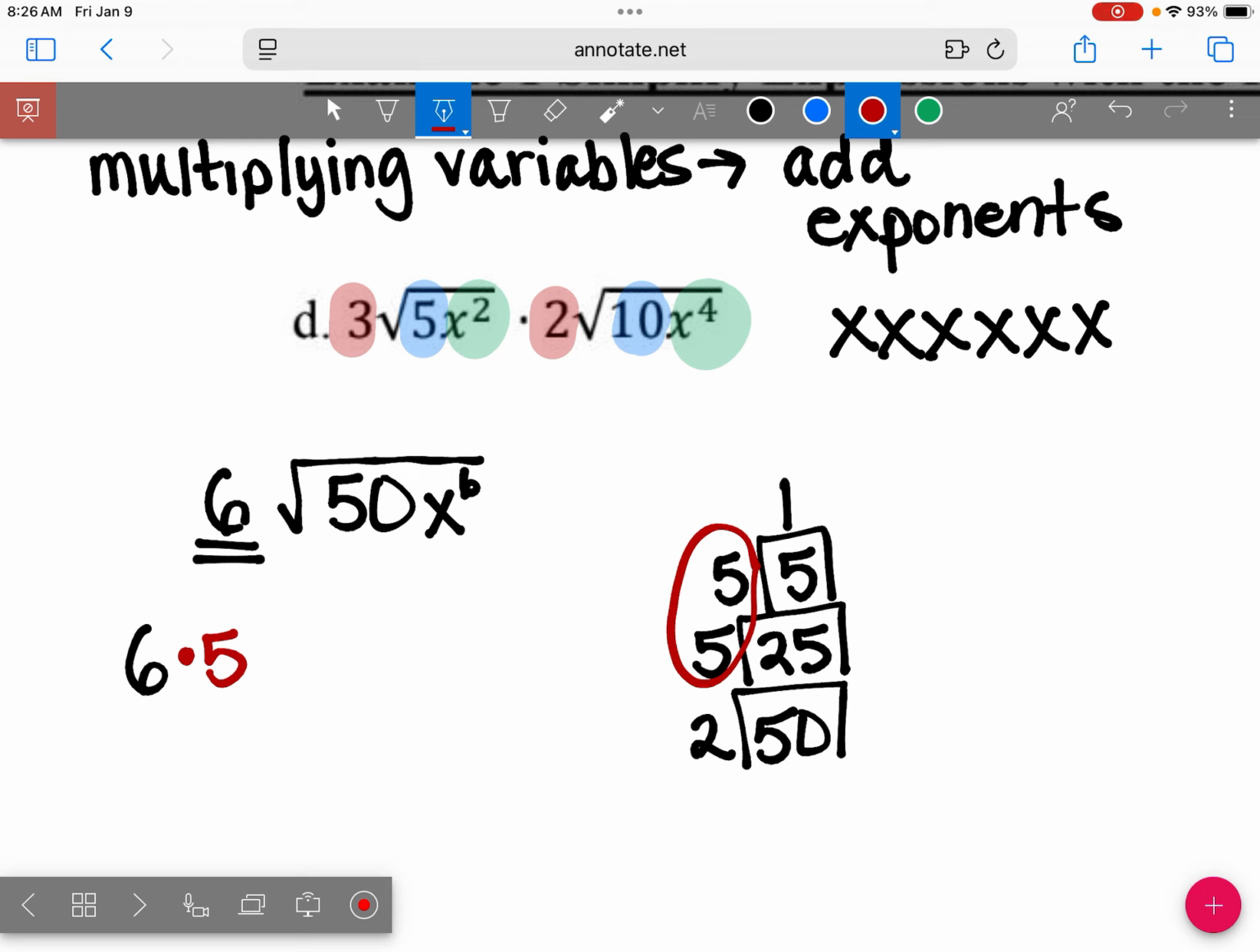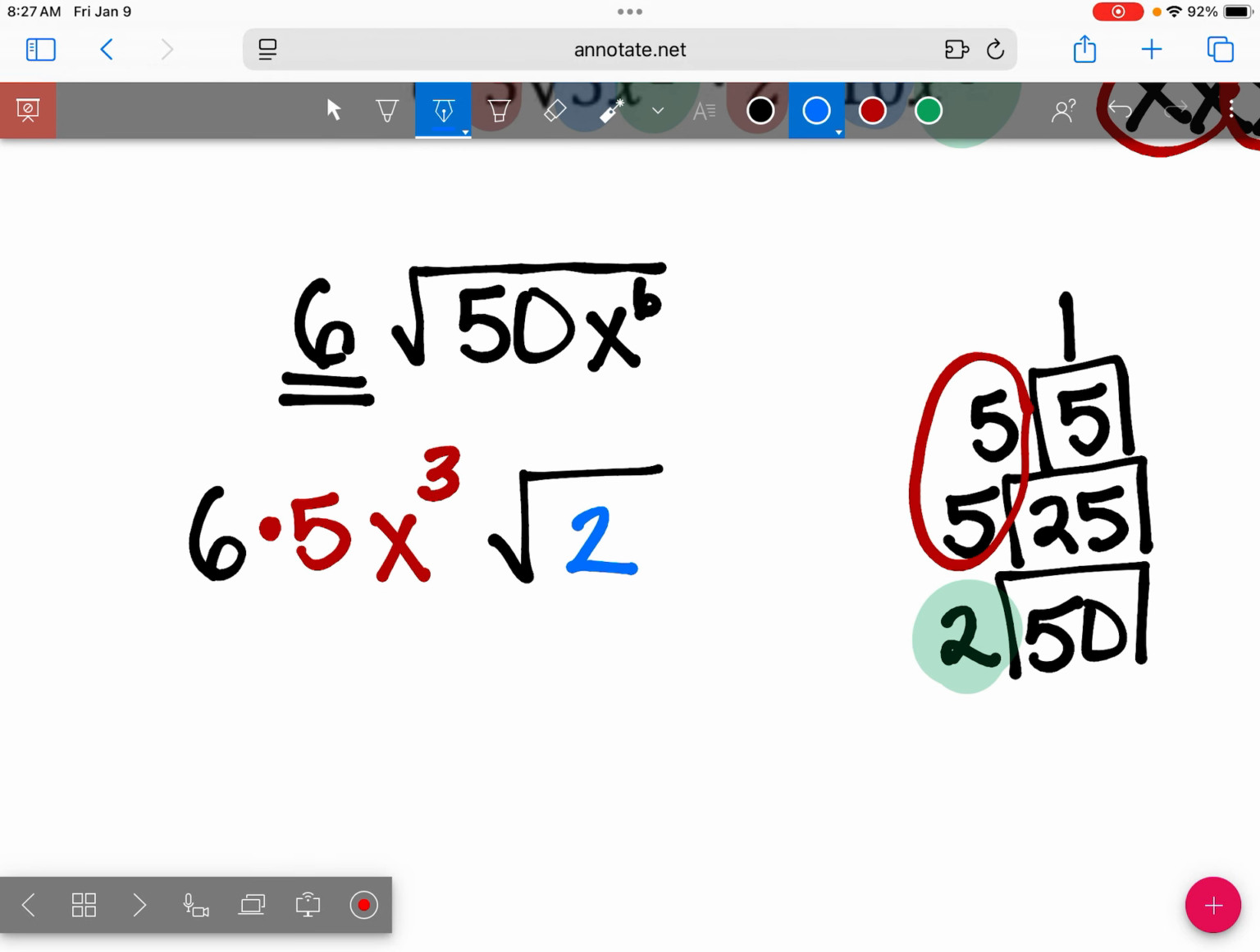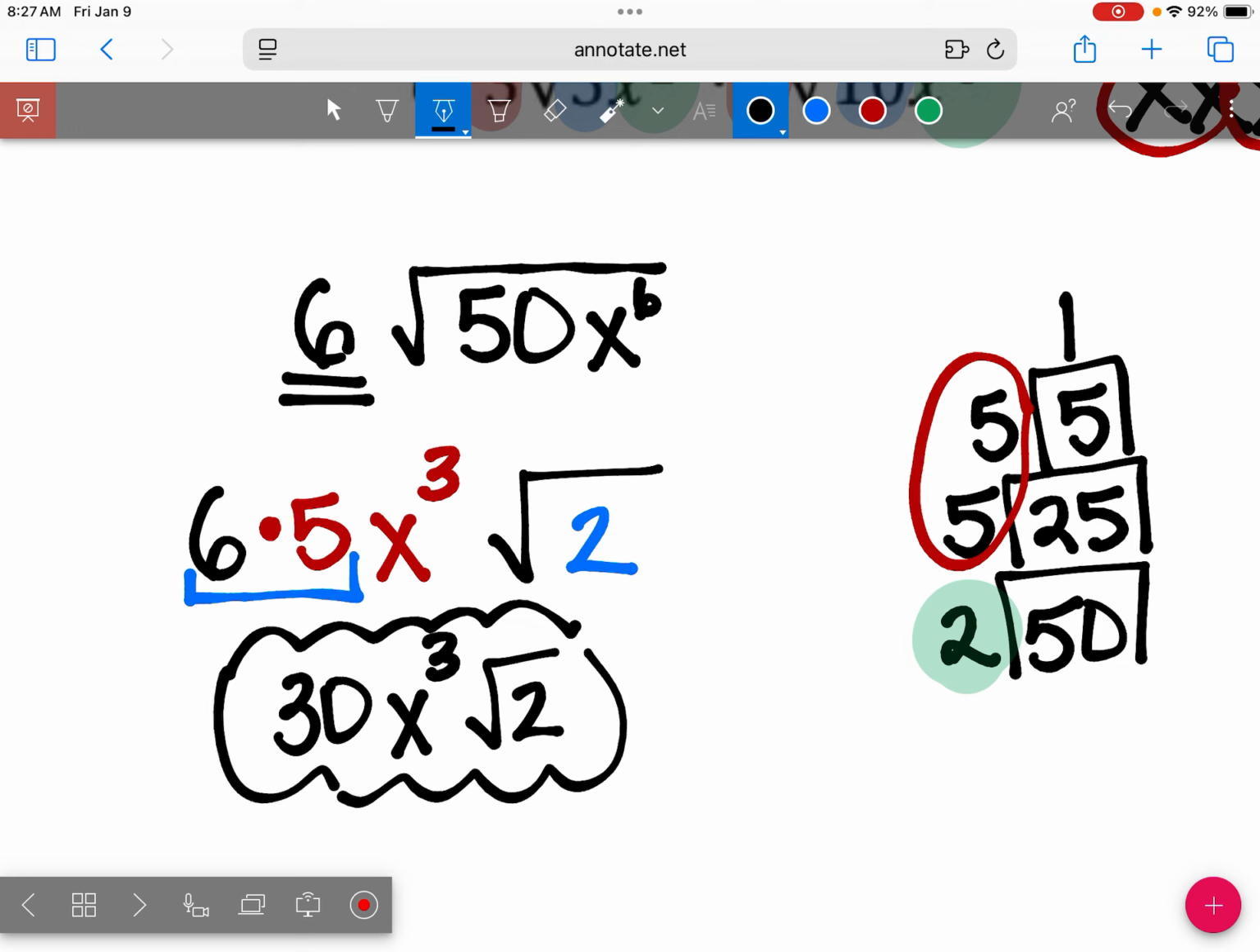And then with my x's, I have 1, 2, 3 sets. So that would be x to the 3rd. So now the only thing that has to stay is the 2. So the 2 is there by itself. Your last step is if you have more than one number on the outside, you have to multiply them. So we can't leave that as 6 times 5. We're going to change it to 30 x cubed root 2. And that is the focus of today. So it's a little bit different than what you learned first semester, just a tiny bit.